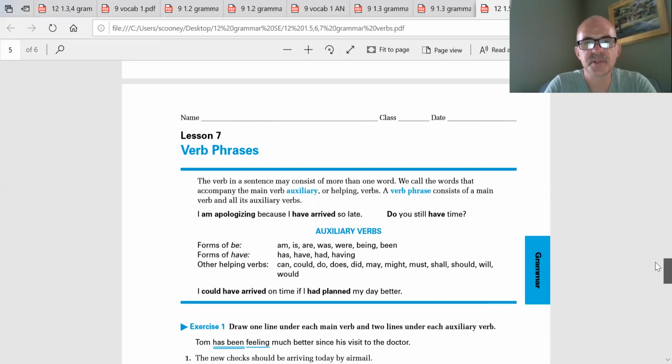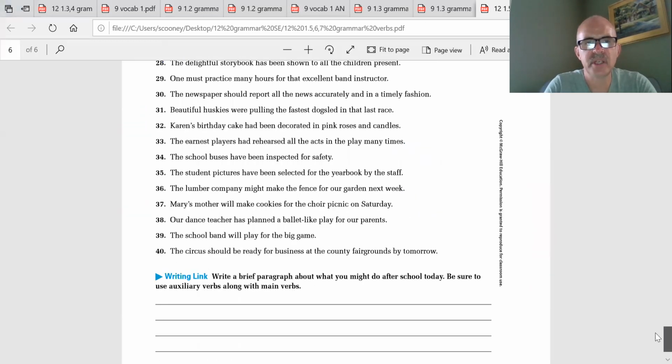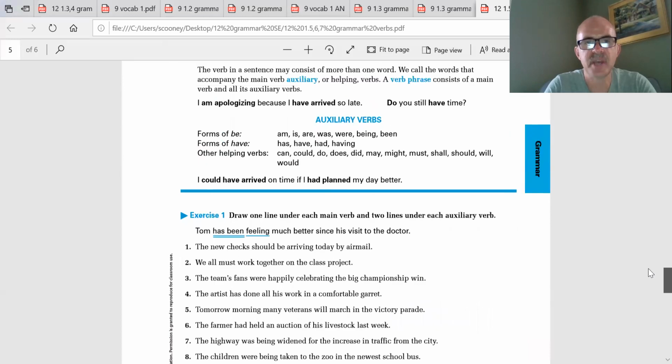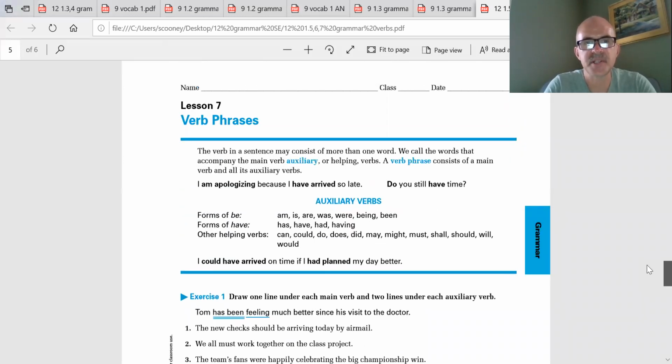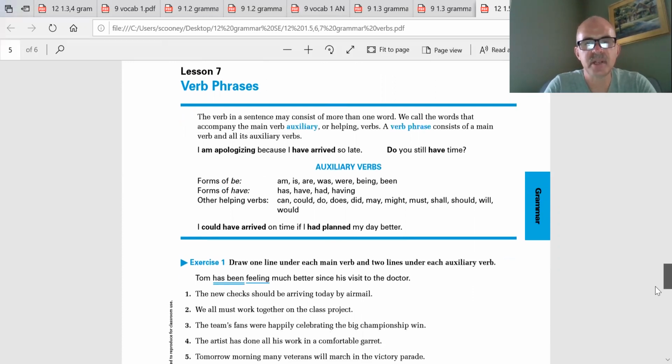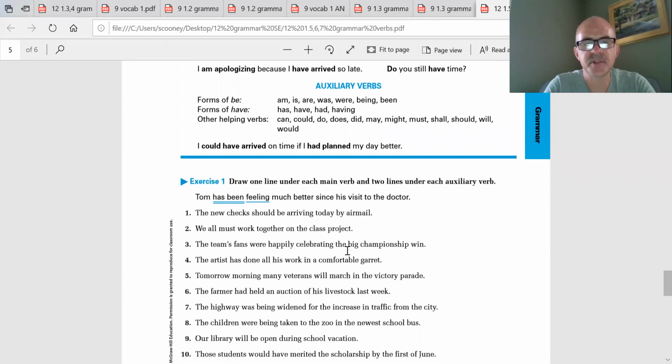Okay. Scrolling down here, we have a whole bunch, 40 of those. Let's do half of the lesson 7 ones. It says draw 1 line under each main verb and 2 lines under each auxiliary or helping verb. So you're finding the whole verb phrase, such as Tom has been feeling much better since his visit to the doctor. The whole verb phrase is has been feeling, okay? So we underline the action verb, and we double underline has been. I don't care how you do that, as long as I can see that you have done it, that you found the verb phrase and you distinguished between the actual action verb and the helping verbs.